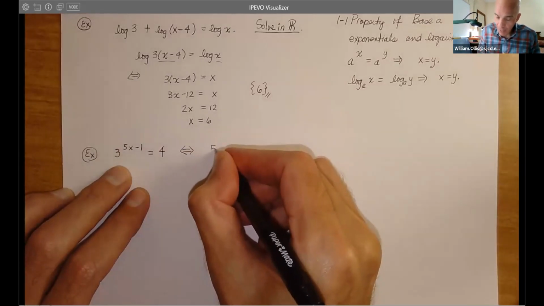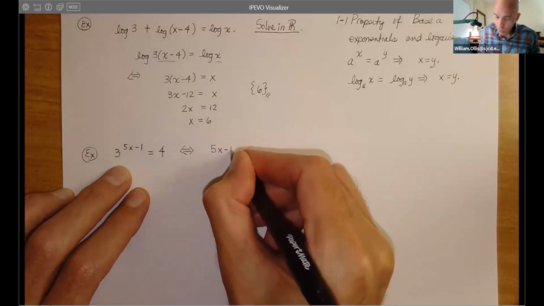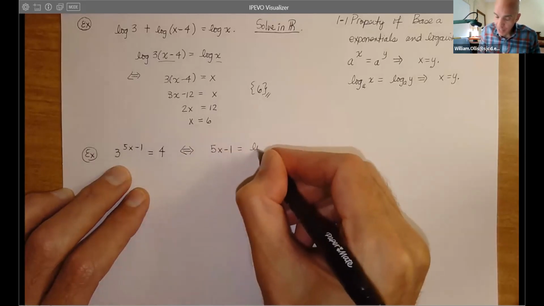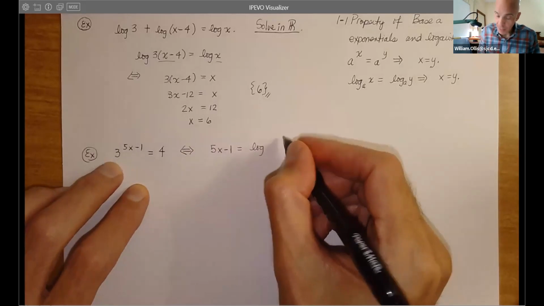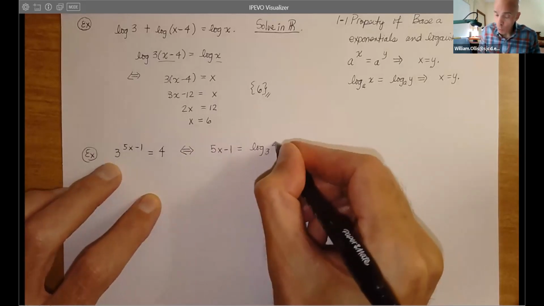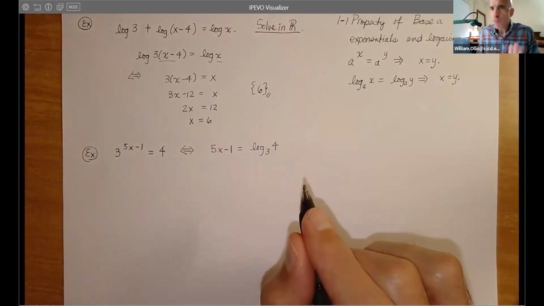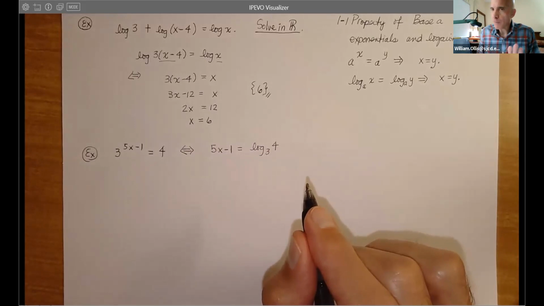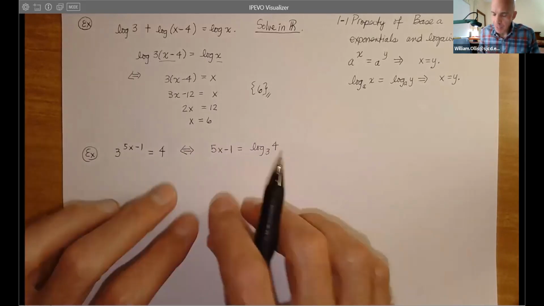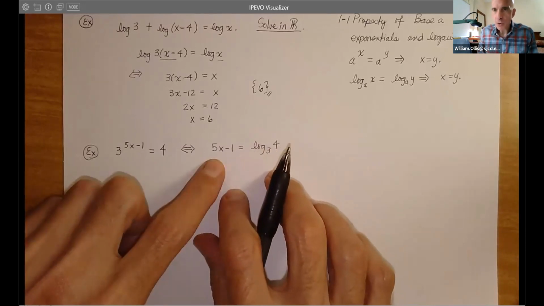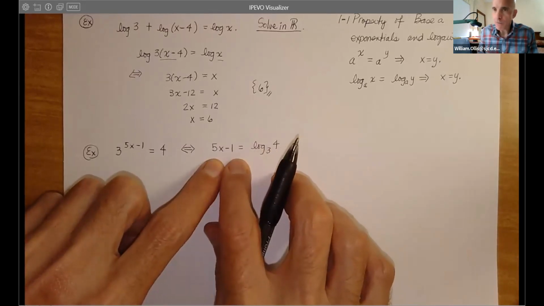That is, 5x minus 1 equals the base 3 logarithm of 4. We know what the base is, it's 3. Okay, well, again, if WebAssign just wants an exact answer, it doesn't matter what base we're using. If we need to change the base to get an approximation, we'll do that. But now we see that in the logarithmic form, we can easily solve for x.